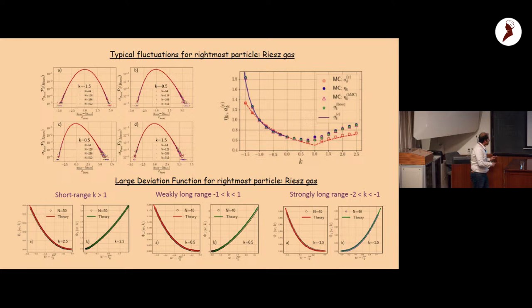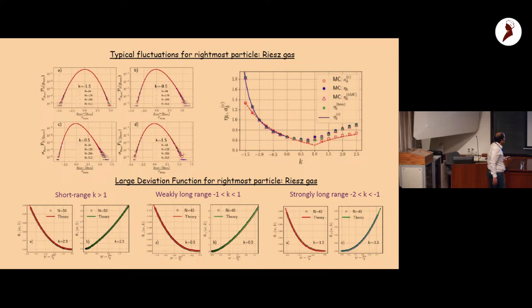so I just want to make one comment here. Although we cannot say much about the typical fluctuations, for k less than 0, we can use large deviation functions and take it all the way to the typical part and do some scaling analysis and get an idea of the width of the typical fluctuation. But that's just one use of the large deviation function. That only works for k less than 0 because there's a single scale in the problem. But anyway, that is just a side note. So we have these typical fluctuations and large deviations for the Ries gas.